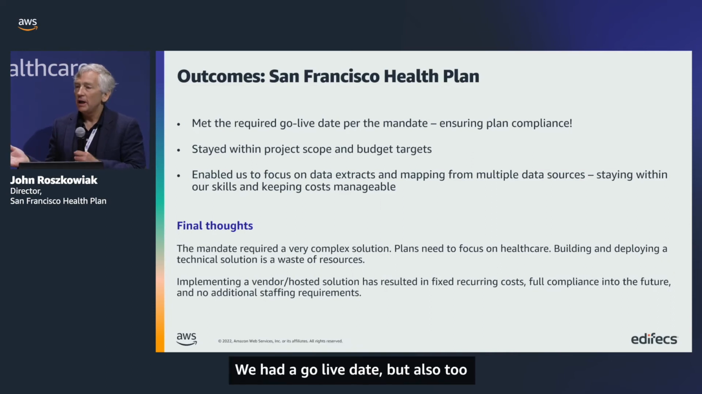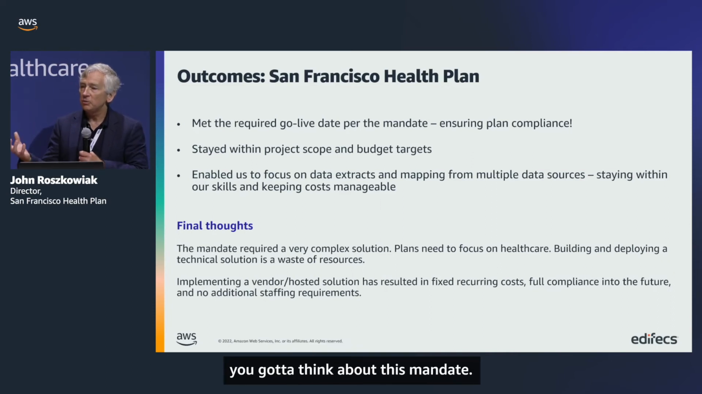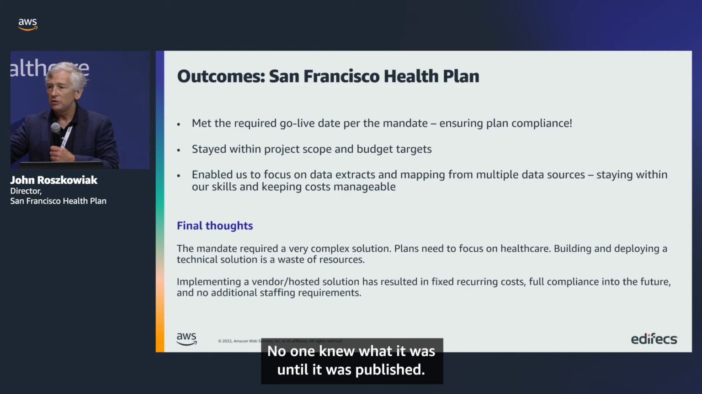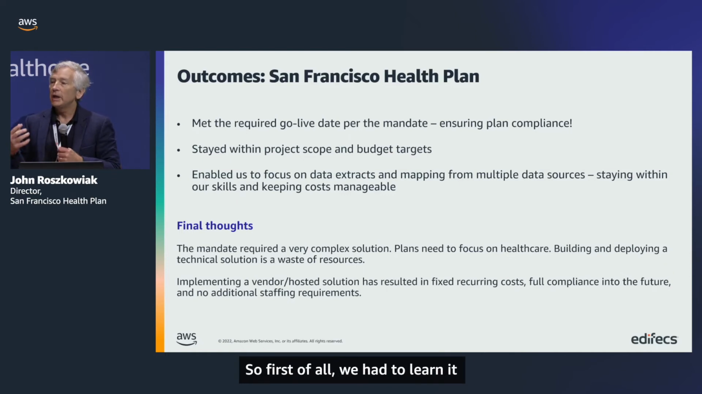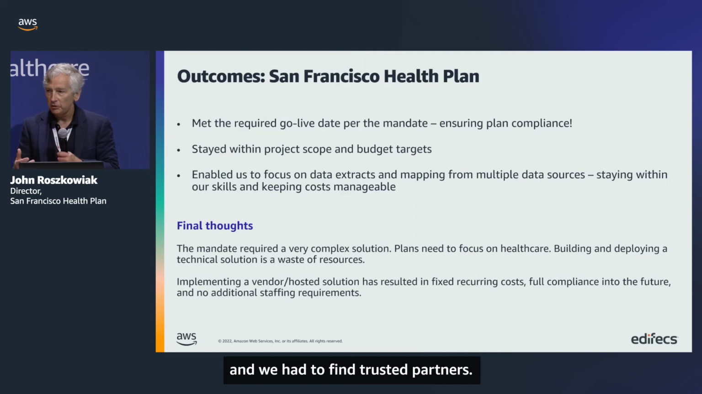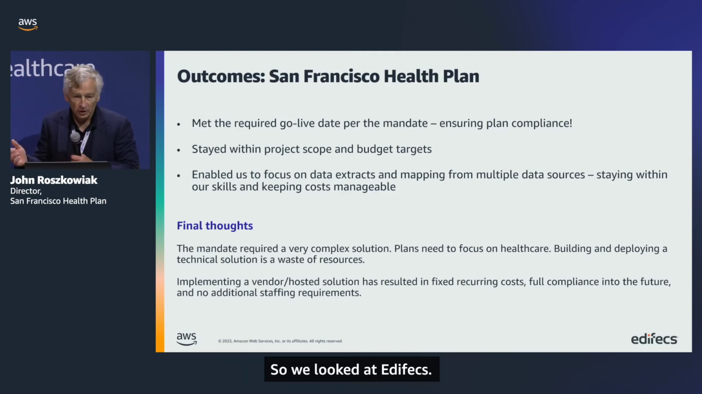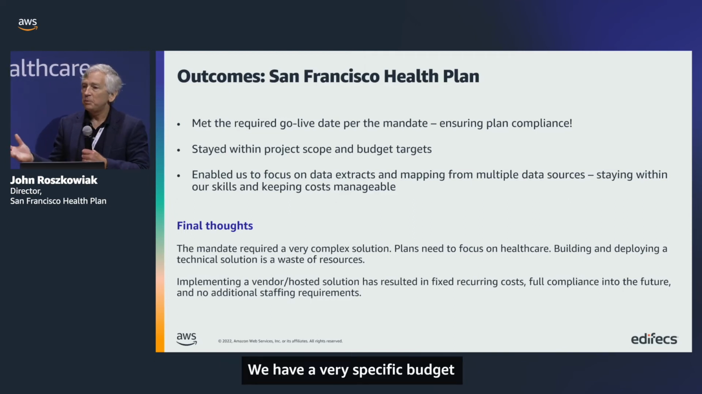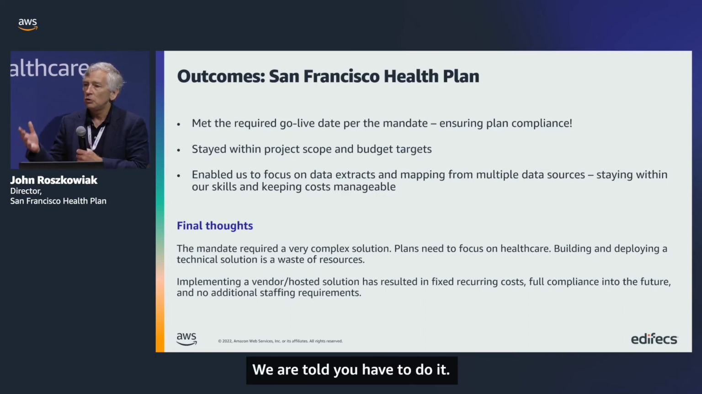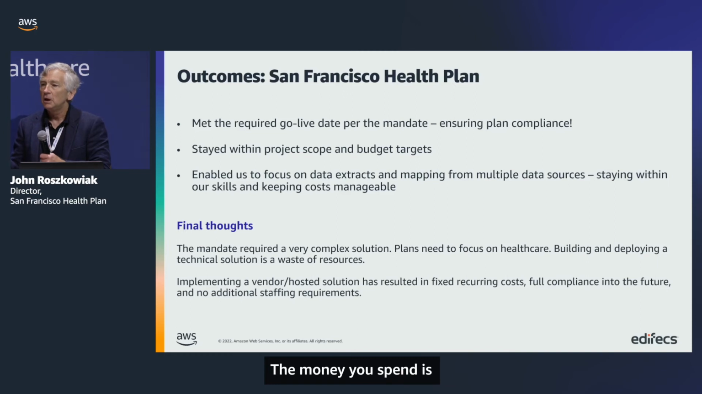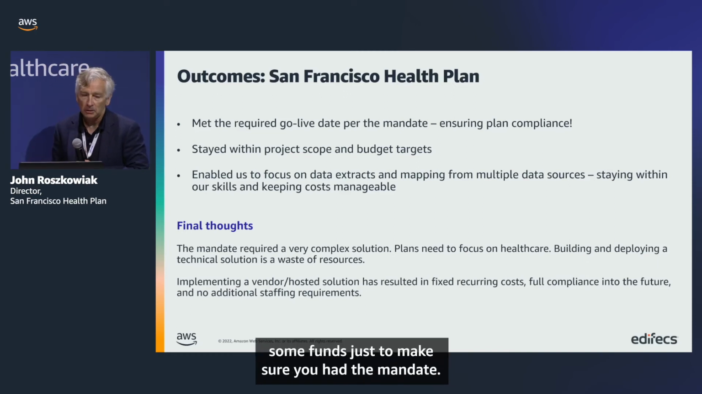We had a go live date. Also, you've got to think about this mandate. No one knew what it was until it was published. Everybody started at ground zero. So first of all, we had to learn it, and we had to find trusted partners. So we looked at Edifecs. We have a very specific budget because there's no ROI for this. We are told you have to do it. The money you spend is sunk funds just to make sure you have the mandate.